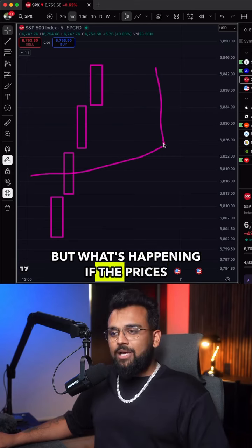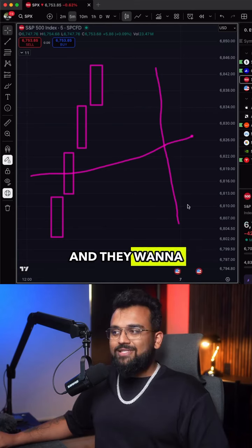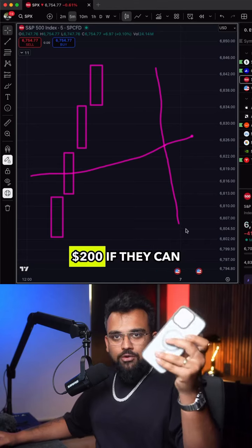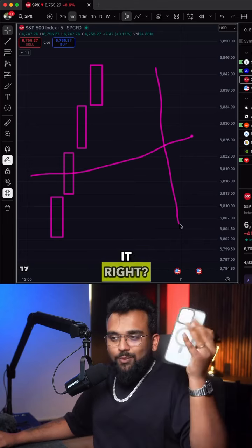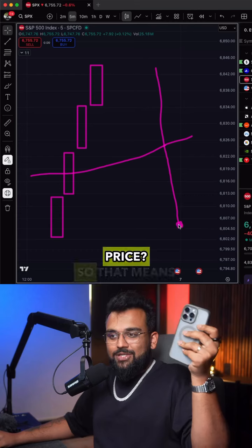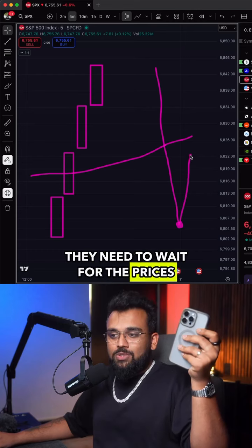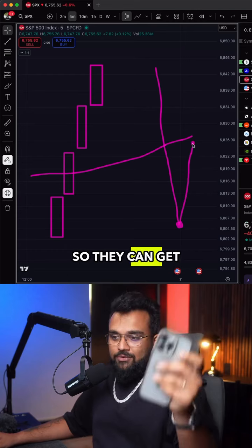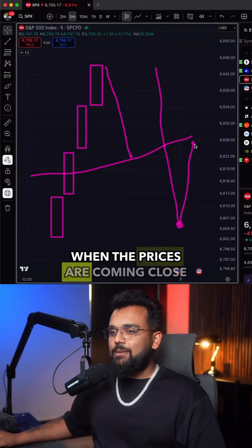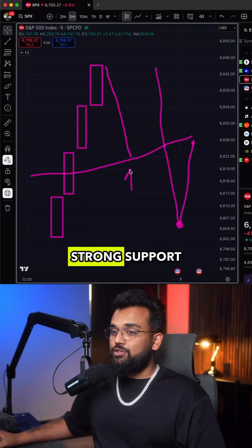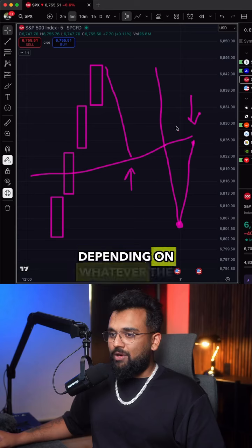But what's happening if the prices are moving towards the downside and they want to sell? They cannot sell their phone for 200 if they can get 400 out of it, right? Why would you undercut your price? So that means they need to wait for the prices to come near the average price so they can get rid of the phone. Now, what happens when the prices are coming close to the VWAP? It can act as a strong support or strong resistance, depending on whatever the case it may be.